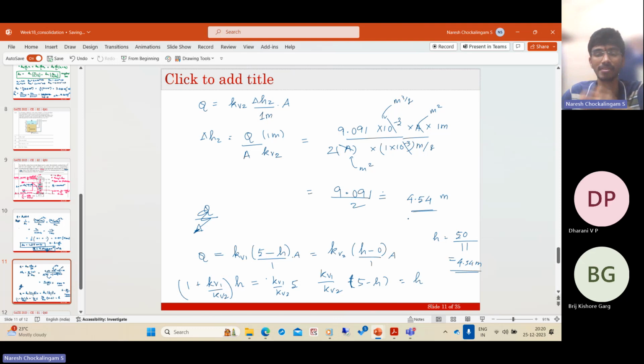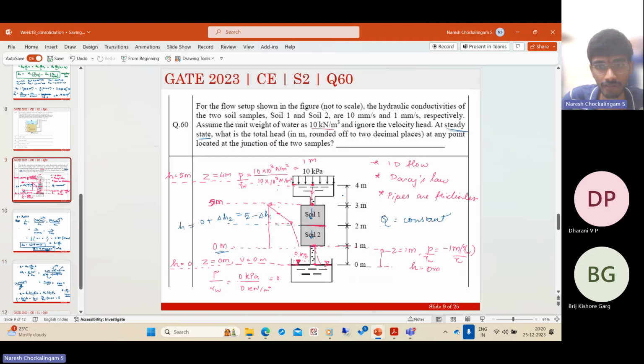So it's the same. I have checked the key. The acceptable answers are between 4.50 to 4.6. And we get something exactly in between. So it's the right answer. So the correct answer to this question is 4.54 meters.